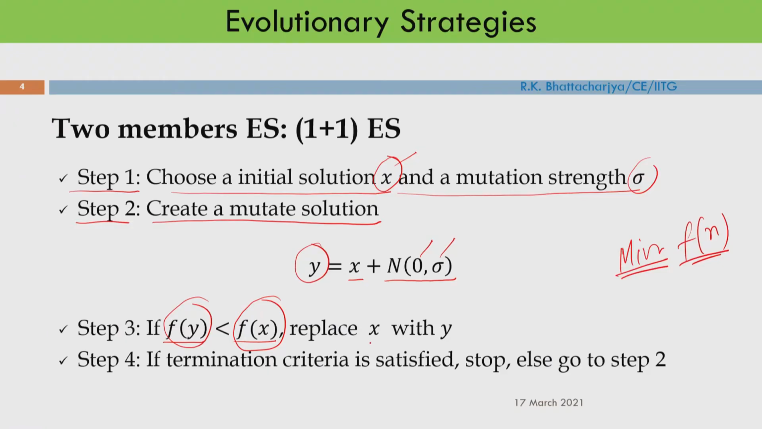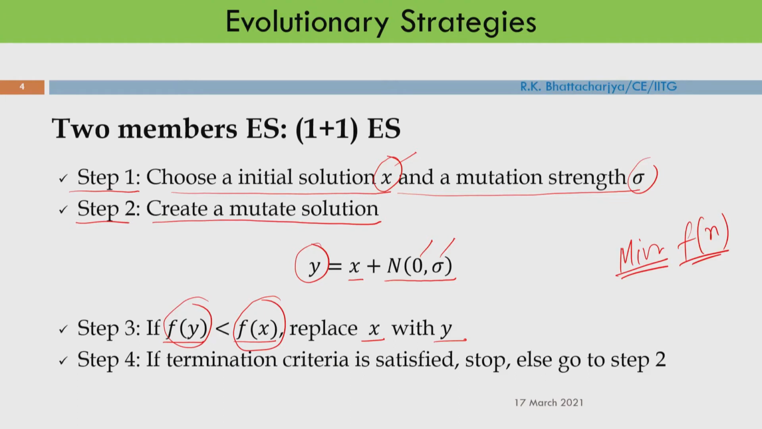You are getting a better solution. So, in that case you are replacing x with y, and then I will continue this iteration. If termination criteria is satisfied, stop, otherwise you go to step 2. That means step 2 means you create another new solution. Okay. So, this is a very simple algorithm.